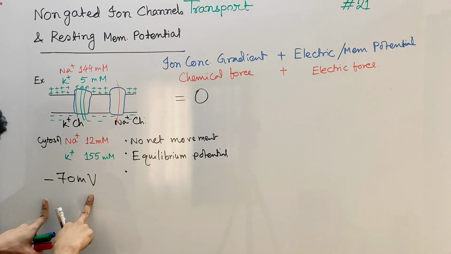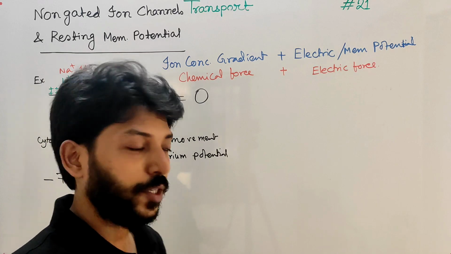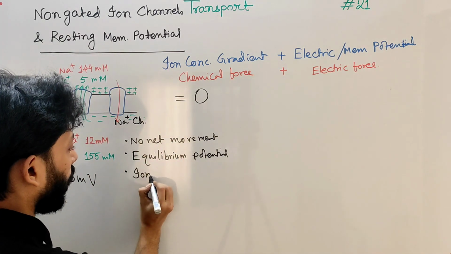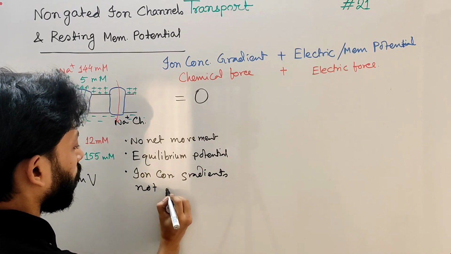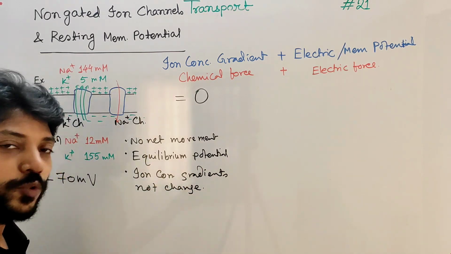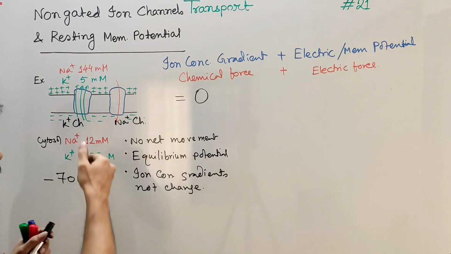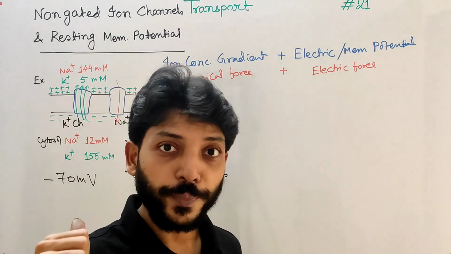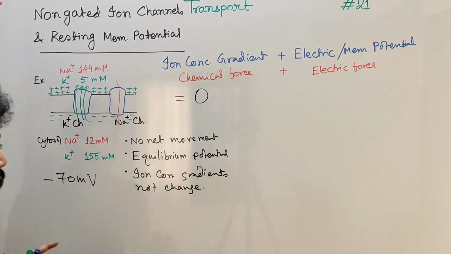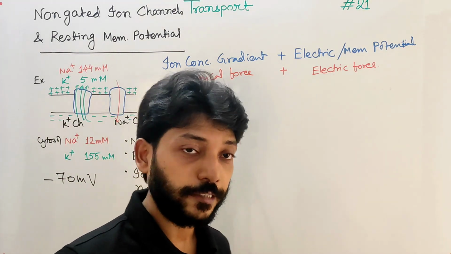During the generation of resting membrane potential, the ion concentration difference does not change significantly. Why? Because a very small amount of movement of ions, here I'm giving the example of potassium, is just enough to make the resting membrane potential. So don't confuse that during this transportation of potassium or sodium, the ion concentration changes. No, a very small amount of movement of ions can establish the resting membrane potential.